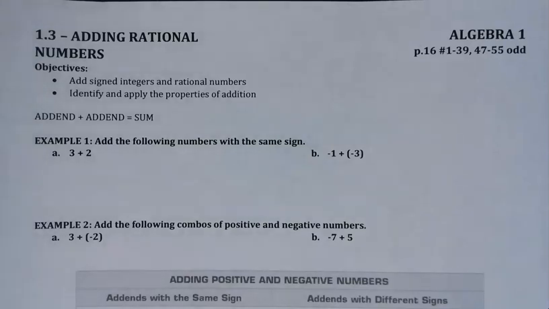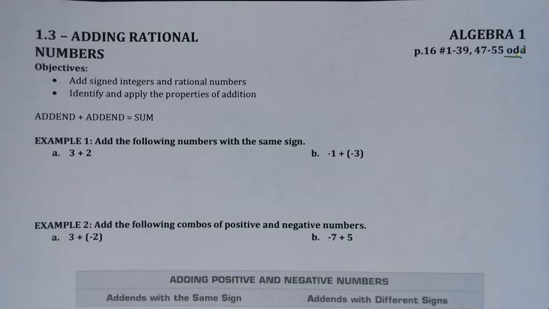Okay, hi guys. Today we are doing 1.3, which is adding rational numbers. As you can see, your homework is on page 16. You're doing numbers 1 through 39 odd and 47 through 55 odd. I only wrote odd at the end, but they're all odd.